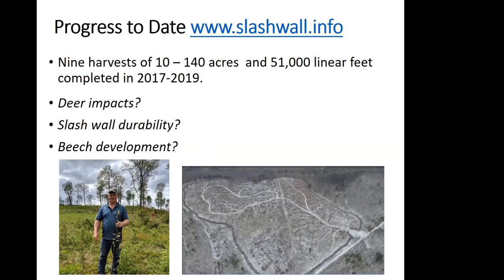So the progress to date, and you can keep track of what we're doing at www.slashwall.info. We've completed 9 harvests in the last 4 years, and we've installed 51,000 linear feet of slash wall. The harvests range from, that's actually incorrect, from 6 up to 160 acres.